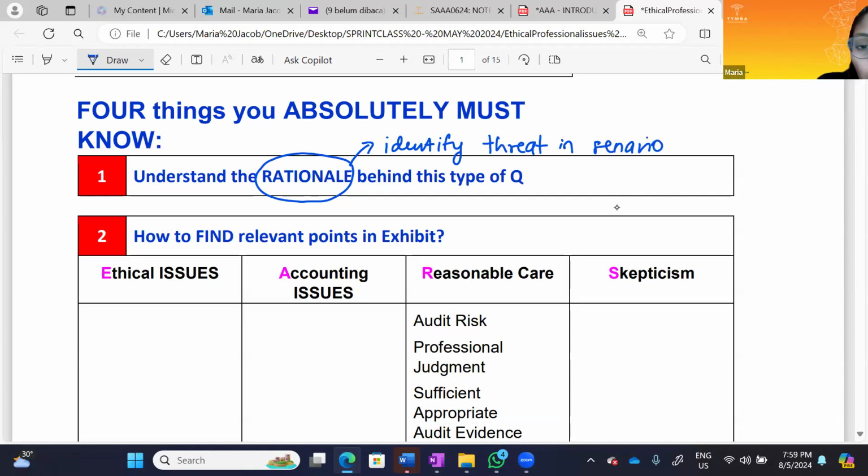Okay, I want you to be able to explain your action, be it an action or maybe a safeguard. Okay, so that's the ultimate aim of asking you an ethics question. But the examiner is quite tricky.